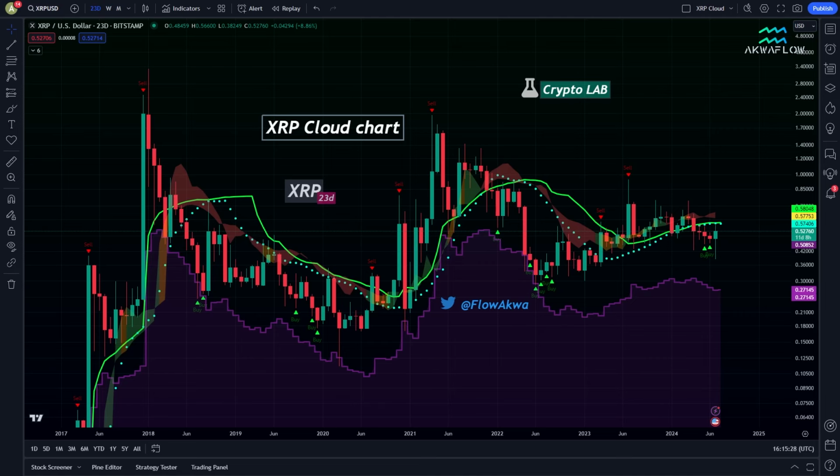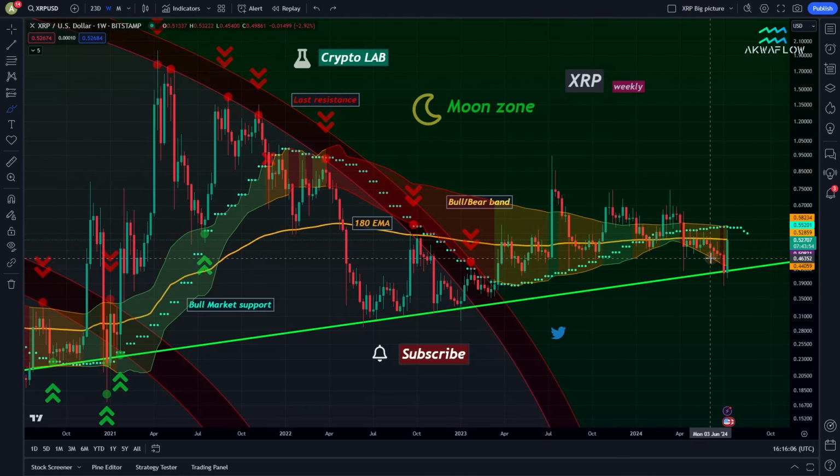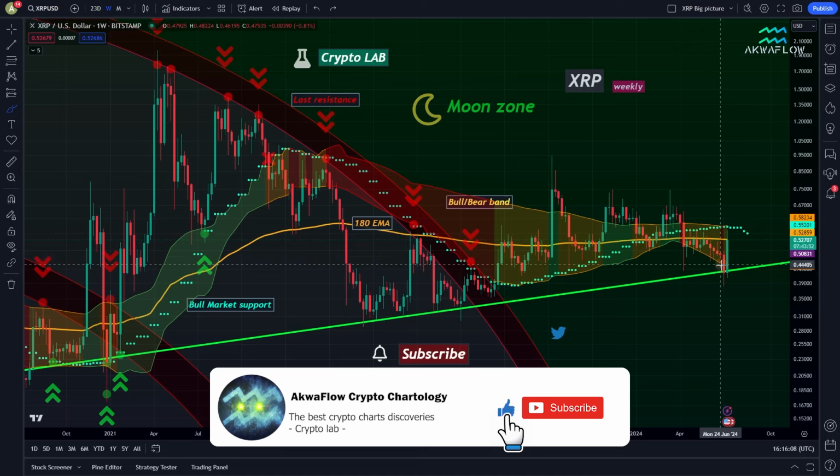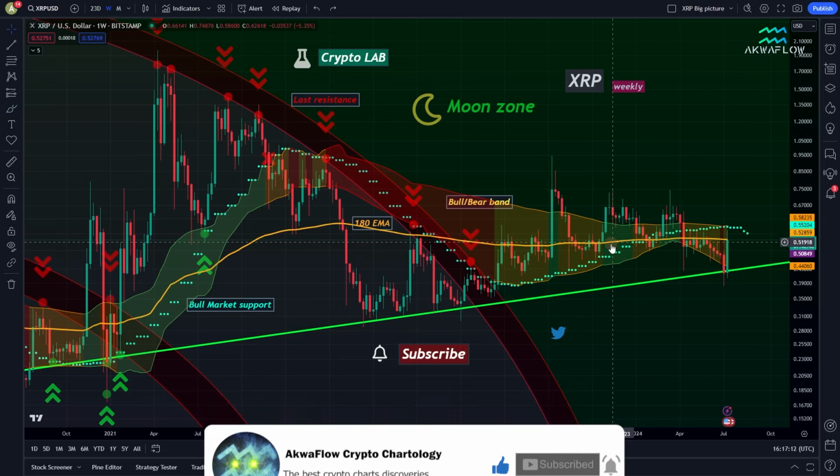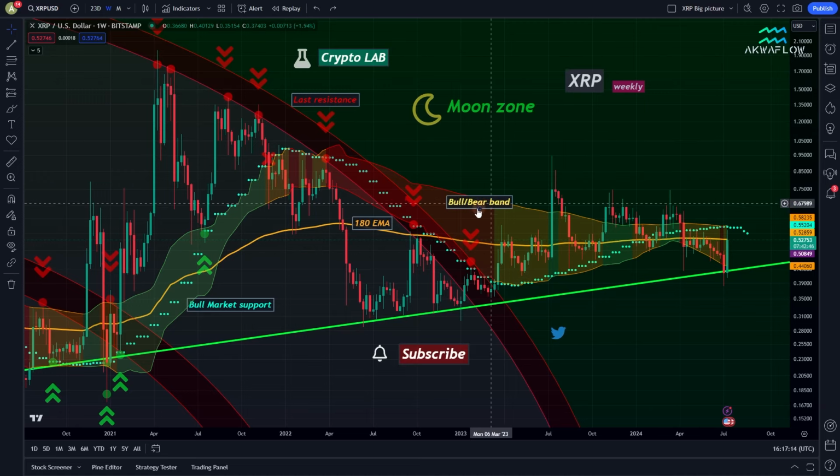Now, let's begin. Okay, so last week I presented this very same chart and I said that we needed to watch those levels. First, on this chart, we have several indicators. First, we have the bull bear band that you can see here in orange. You have the top of the band and the bottom of the band. Then you have the bull market support with the blue dots and the 180 weeks exponential moving average in orange.